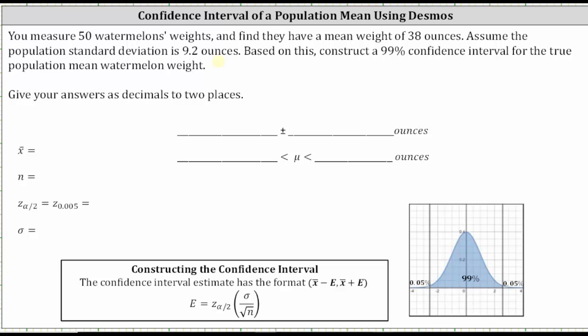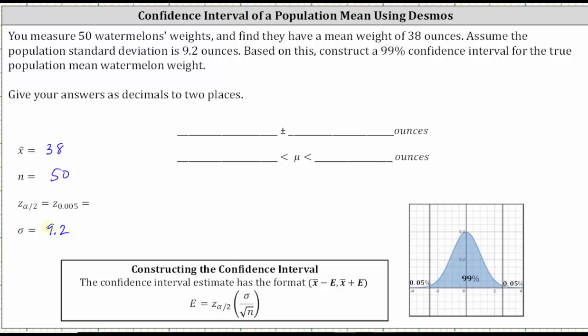Let's first list all the given information. The sample size n is 50. The sample mean weight is 38 ounces, x bar is 38. The population standard deviation is 9.2 ounces, sigma is 9.2.